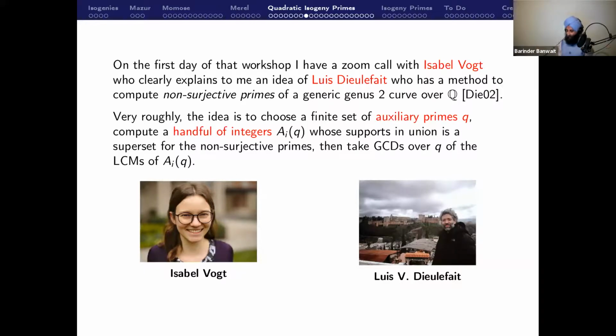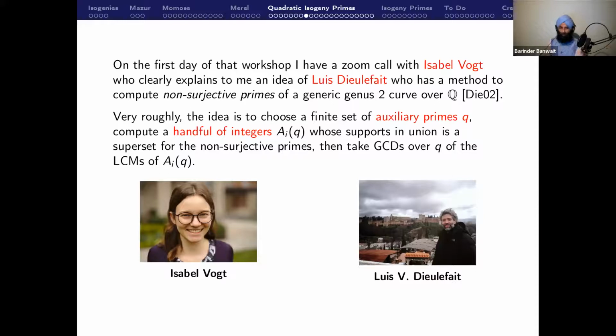So one takes a finite number of what are called auxiliary primes. So these are Qs. And for each one, you can compute a handful of integers. And then you take the LCM of that, right? So for one Q, you now have one integer. And it turns out that the primes that you're after must divide this one integer. So the prime support of this integer gives you a superset for the set of primes you're interested in.